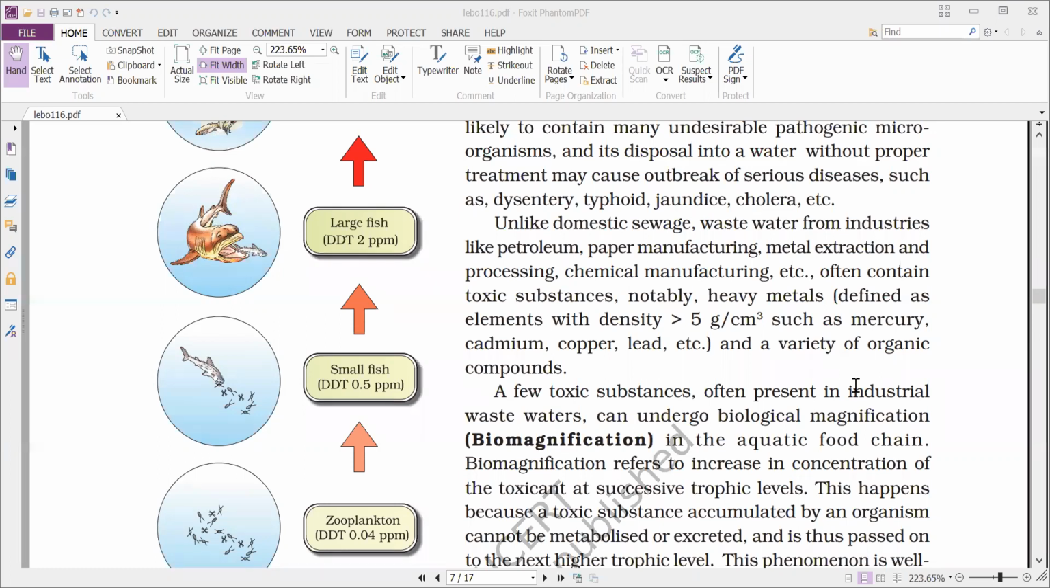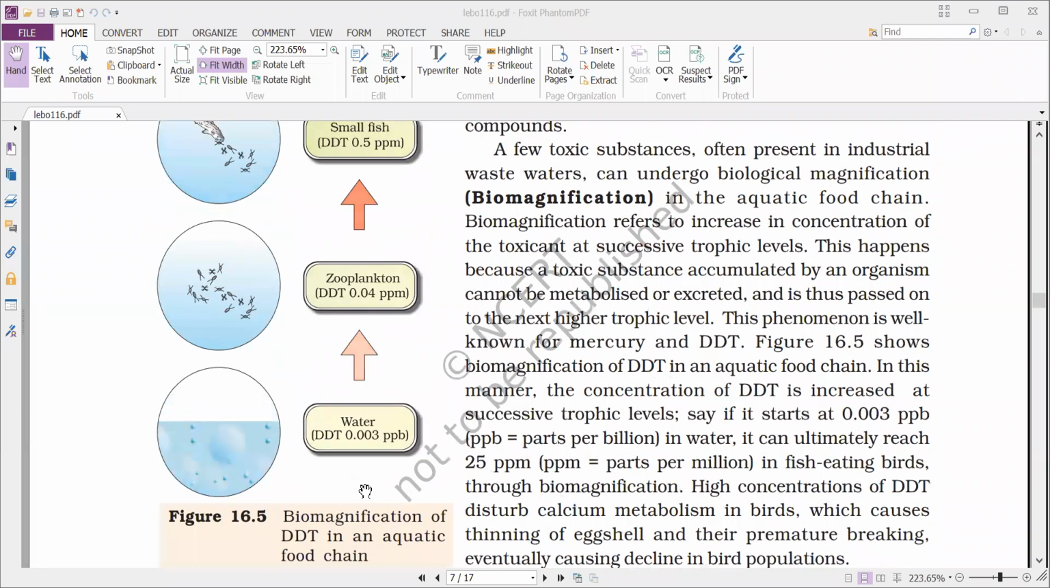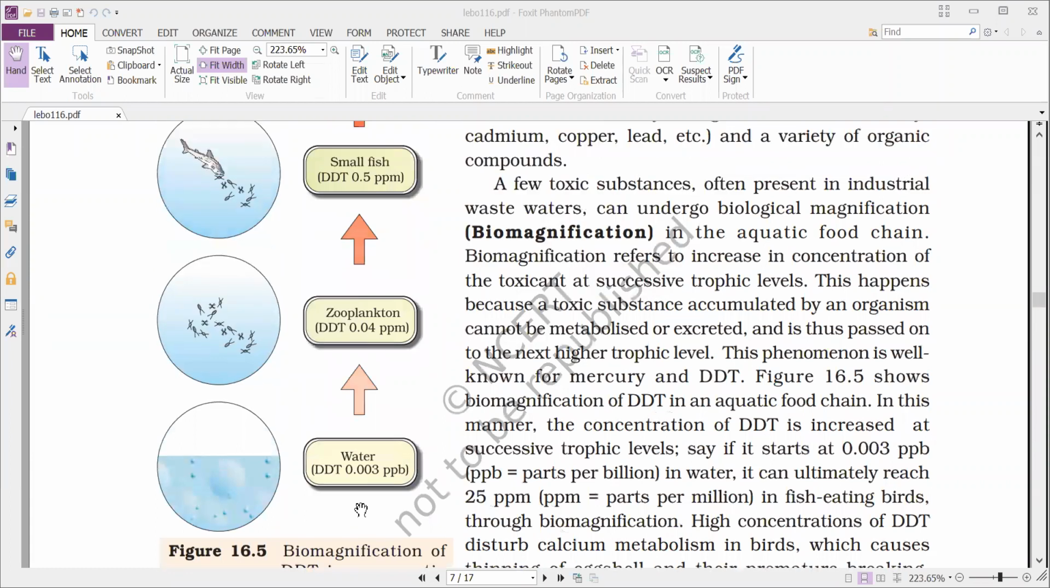The materials are present in the water. From the water, the phytoplanktons will absorb around 0.0001. Or in the given example, you can see here, in the water.